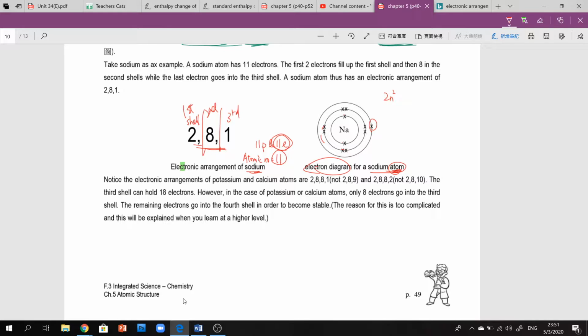For 19 and 20, potassium and calcium, the electronic arrangement is 2, 8, 8, 1 but not 2, 8, 9. Calcium is 2, 8, 8, 2 but not 2, 8, 10. So the third shell can hold up to 18 electrons, but there is a reason why potassium and calcium do not fill it further. The reason is out of the syllabus, but for those high achievers, I would like to show you why.